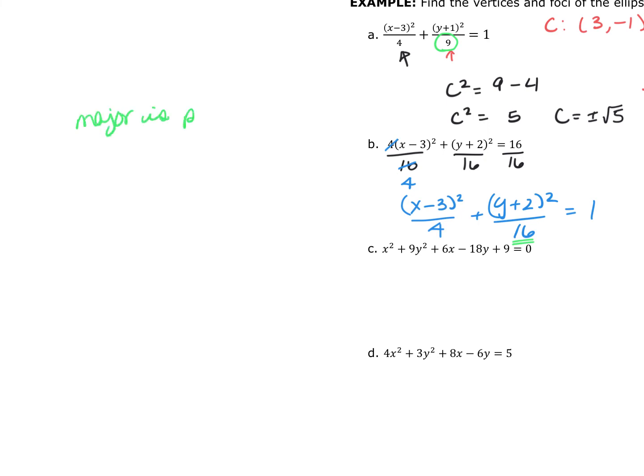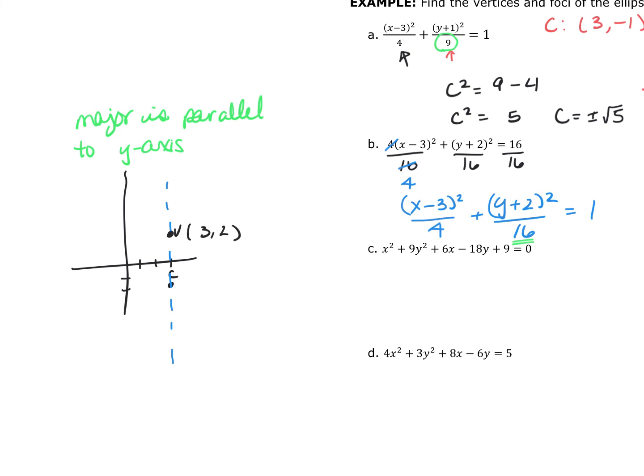Since the 16 is underneath the y, that tells me that my major axis is going to be parallel to the y-axis again. So I'm going to go ahead and start with my center. My center is 3 comma negative 2, so 1, 2, 3, 1, 2. Here's my center. Now I take the square root of 16, and from the center I'm going to add 4 to that negative 2. So I like to draw a dashed line where my major axis is going to be, just to remind myself. So I'm going to take the negative 2 and I'm going to add 4. So I end up here at 3 comma 2.